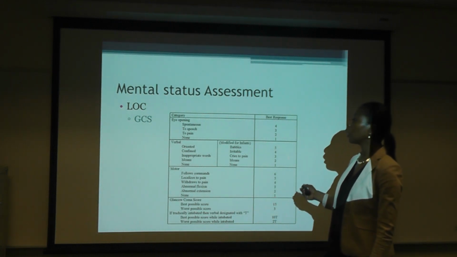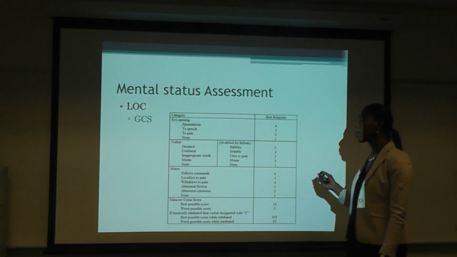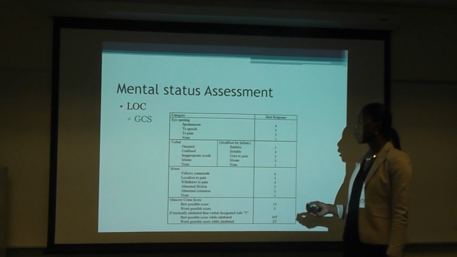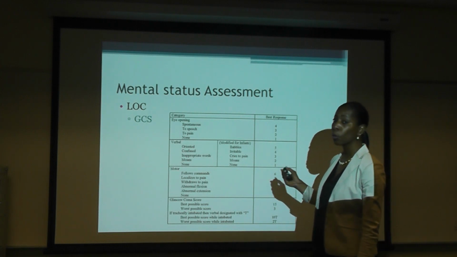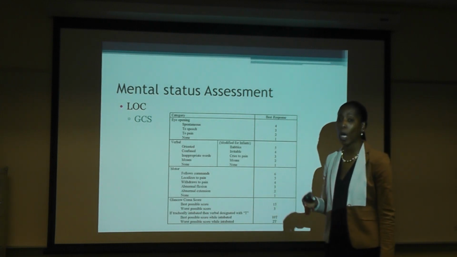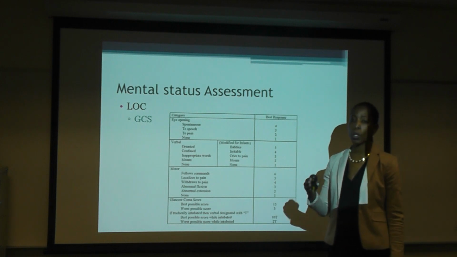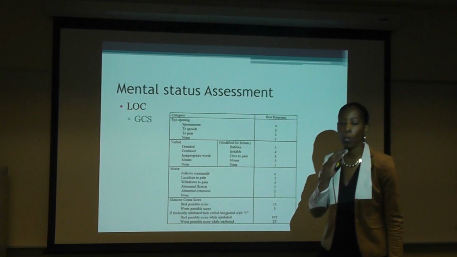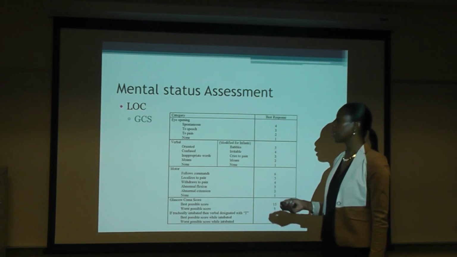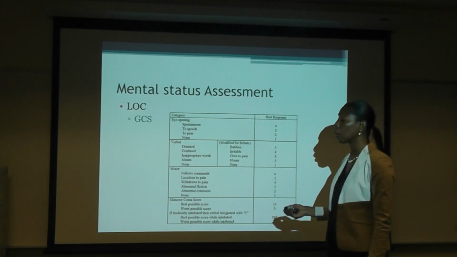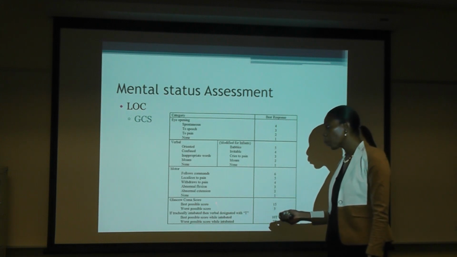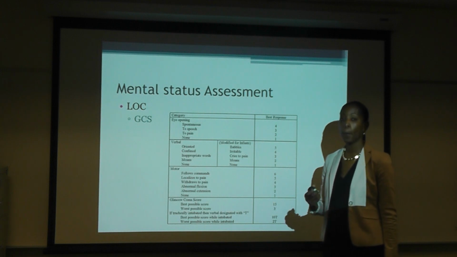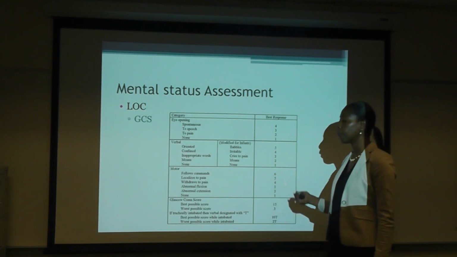You have to know eye opening. Does the eye open spontaneously, which is 4? Do they open to speech, which is 3? Do they open to pain, which is 2? Do they not open at all, which is 1, okay? You want to make sure that you look at eye opening. Then you're going to look at verbal response, okay? Are they oriented, which is 5? If they're confused, which is 4. Inappropriate words, 3. Moans, 2. No speech, 1, okay?